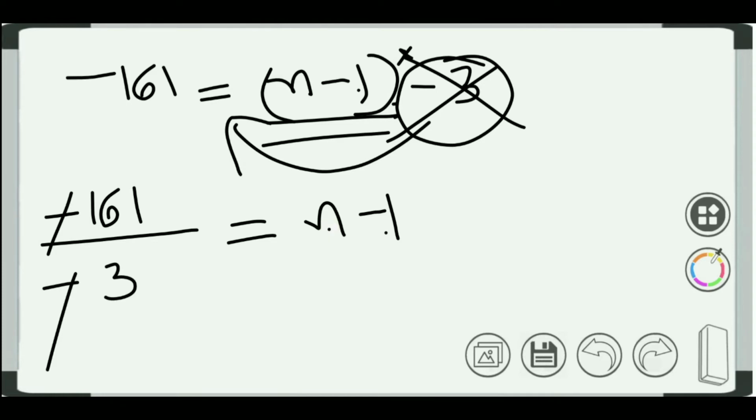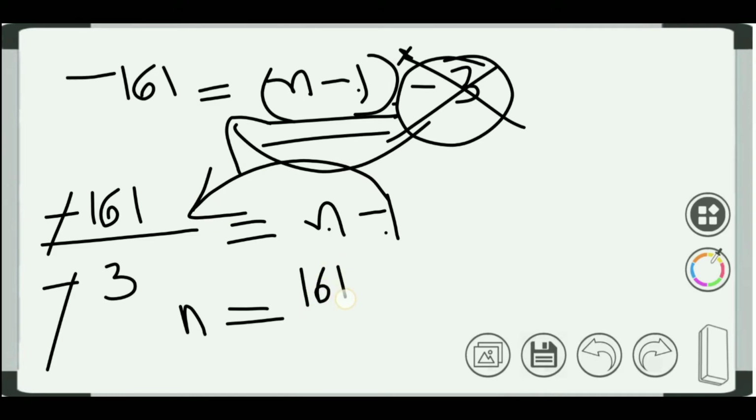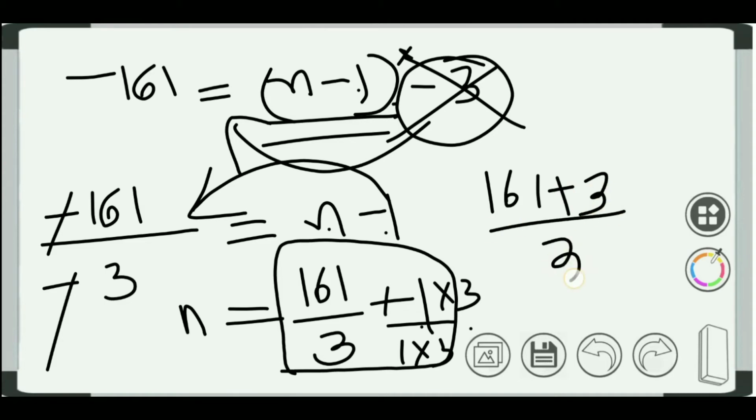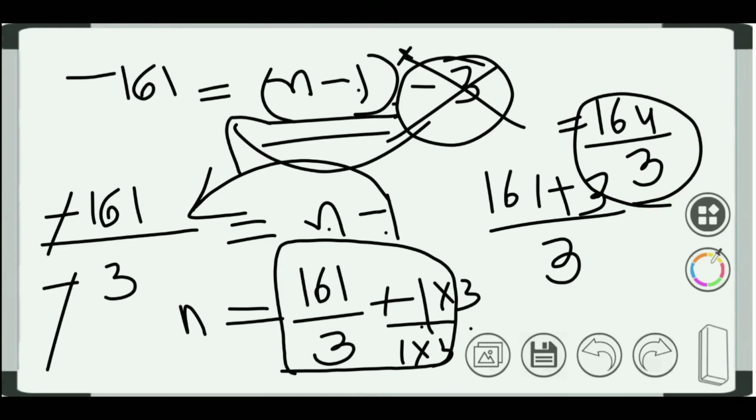So what will be n? N is equal to, minus 1 will come this side, so it will become plus 1. 161 divided by 3 plus 1. Check whether this is a fraction, I mean whether a decimal term is coming or not. LCM is 3. 161 plus 1 into 3, divided by 3, equal to 164 by 3. If you solve this one, you will get 164 divided by 3 is somewhat 54.6666. Right? So the number of terms can't be a decimal. So what can you conclude here?